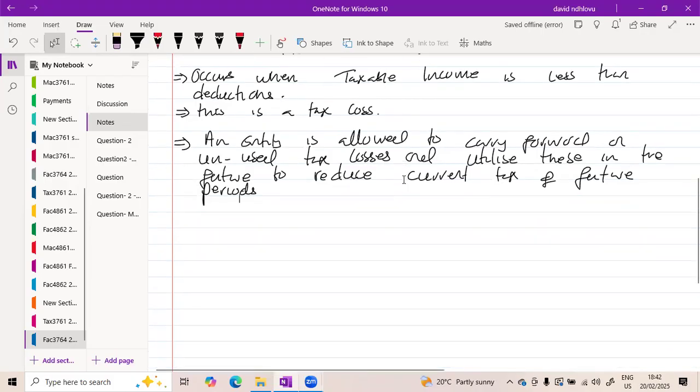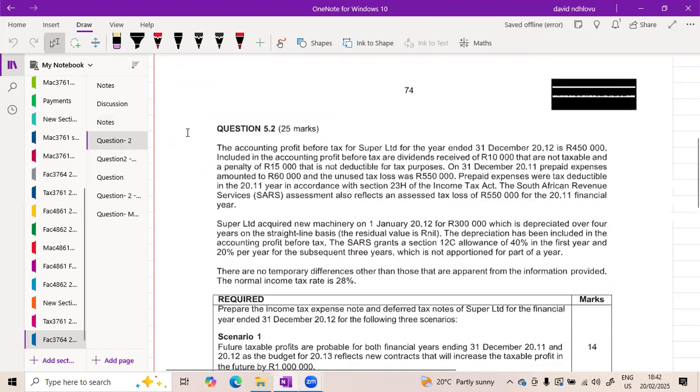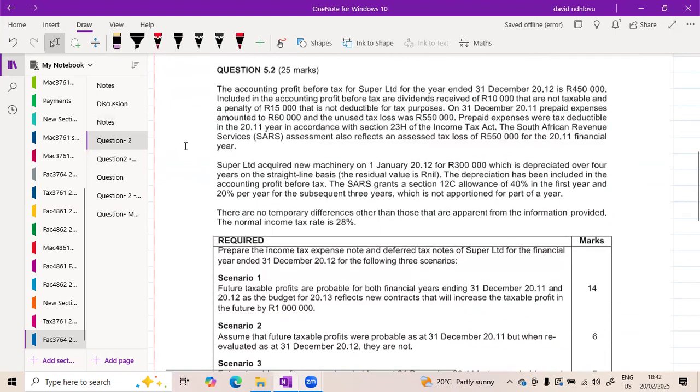So what happens now, we need to do a question. The question is going to be similar to the work that we have done before, slightly lighter than the work with a few transactions, but incorporating a tax loss. For this particular question, I'm going to take it from the tutorial letter FAC4861, on page number 74. I will share the question after the class. In the meantime, we can follow on the board.